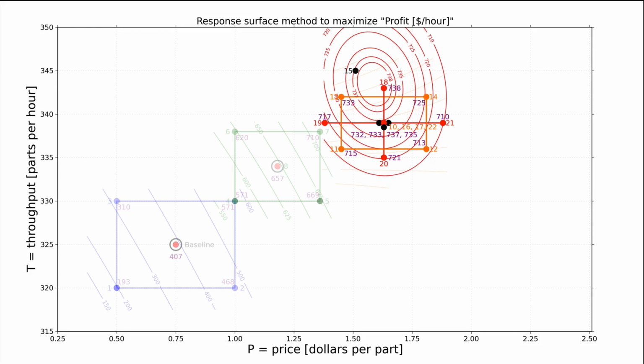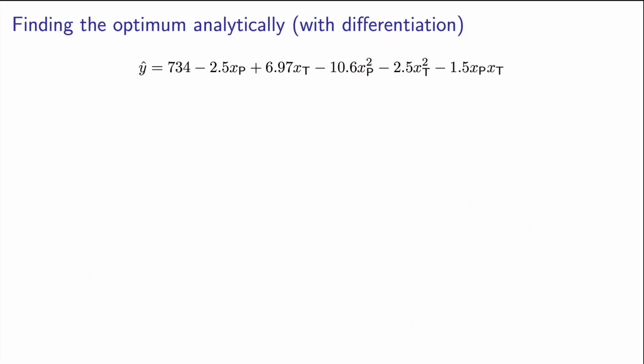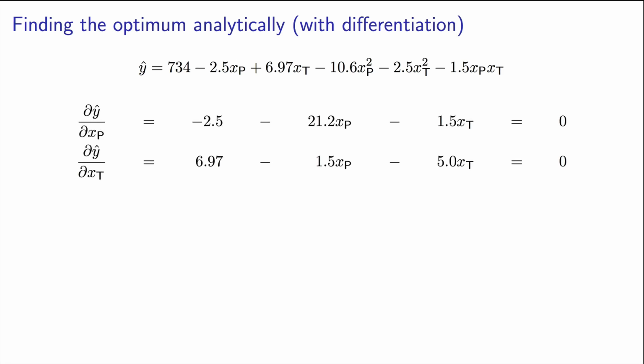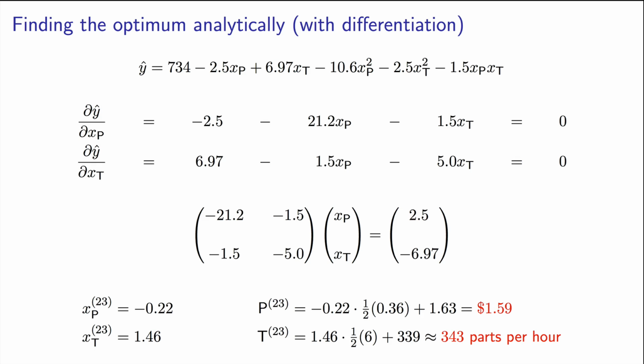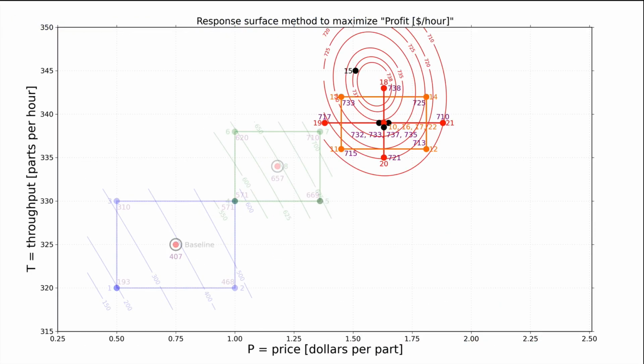Now we can be a bit more precise for those of you that don't like to trust their visual judgment. We can take this quadratic equation, differentiate it with respect to the coded variables, set it equal to 0, and you will get a set of 2 linear equations in 2 unknowns, which you can then solve using your favorite linear algebra software, or by hand. When you go do that, you get the predicted optimum at 343 parts per hour and a selling price of $1.59. The quadratic model tells us to expect a profit of $740 at this point. Running that 23rd experiment gives an actual profit of $739. That's a very close agreement.